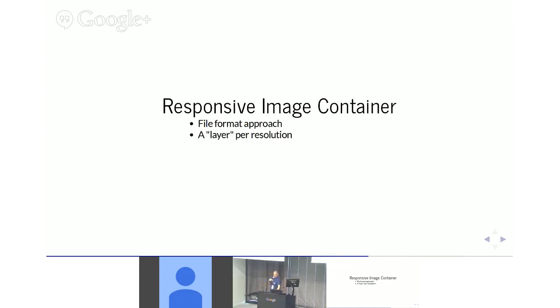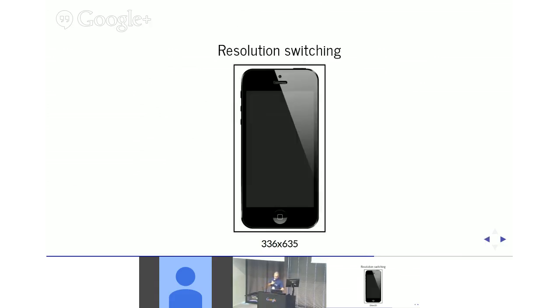So basically a layer per resolution, and it handles resolution switching, so DPR and variable width images, as well as art direction, or at least some forms of art direction, everything that's crop. I'll just show a bunch of examples regarding that.